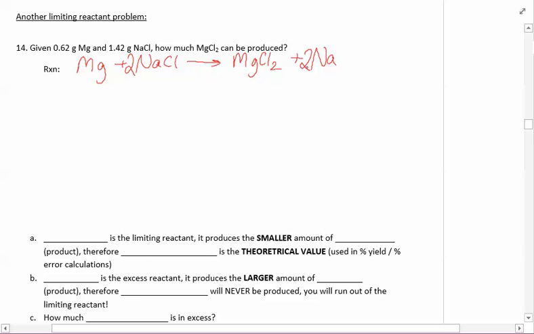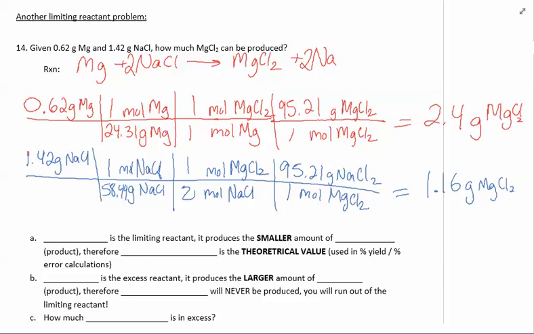What I would like for you to do is to try this problem to figure out how much MgCl2 can be produced. Notice in the problem it doesn't say this is a limiting reactant problem. Okay, so when you have two amounts of reactants, that's indicating that it is limiting reactant. So I want you to try this problem right now. So this is what you should have gotten so far.